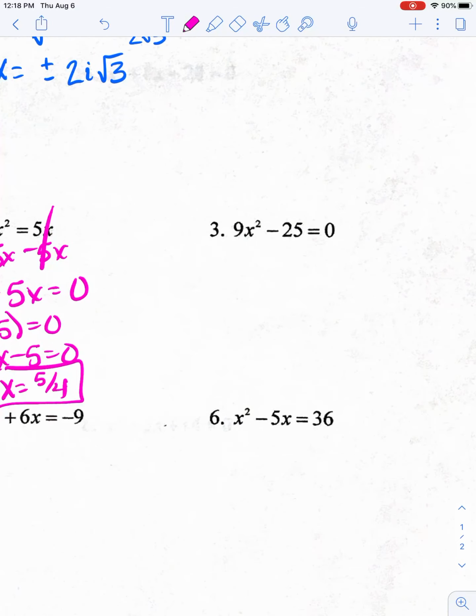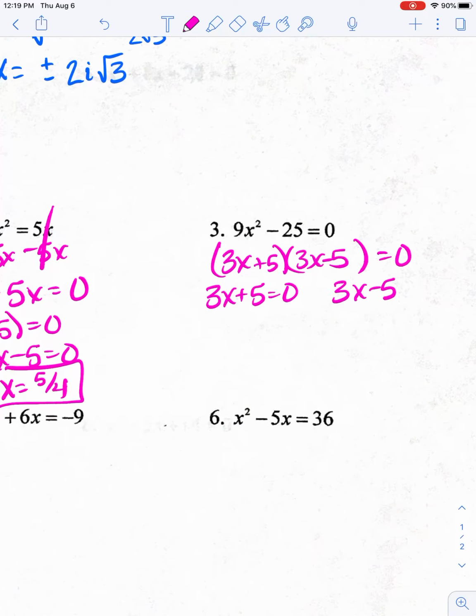And number 3, it's equal to 0. This is not a GCF. These are squares. So I'm going to have 3x and 3x and 5 and 5 and 1 plus and 1 minus. And then I set each one individually equal to 0. This one I'm going to subtract the 5 and divide by 3. And this one I'm going to add the 5 and divide by 3.